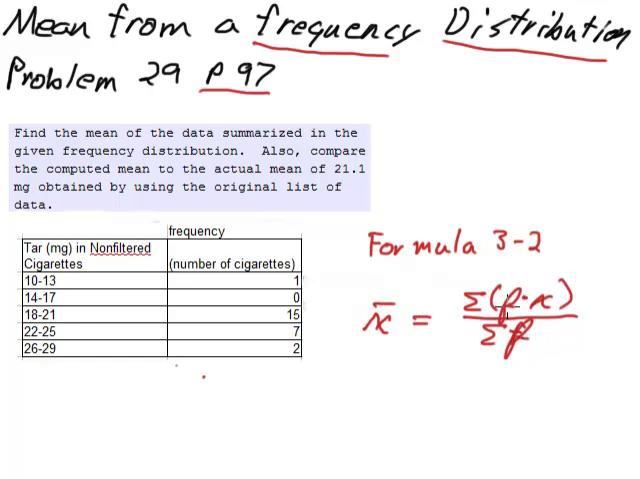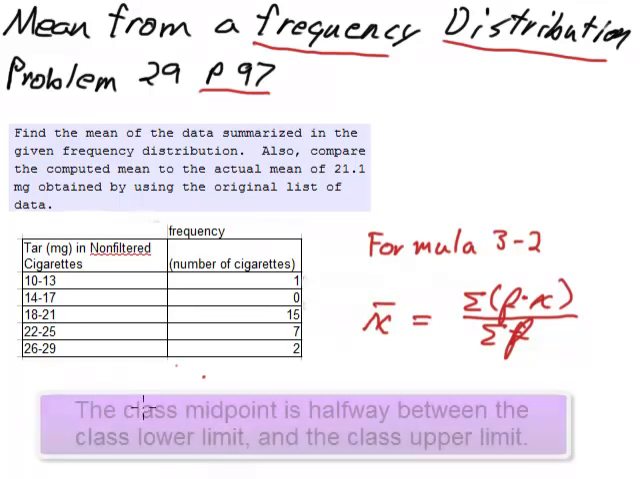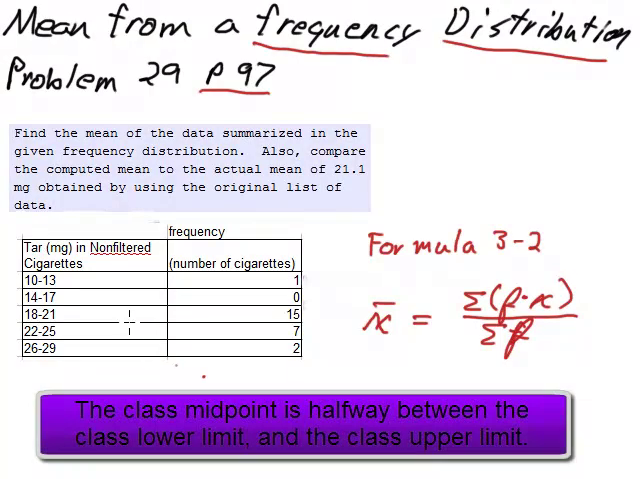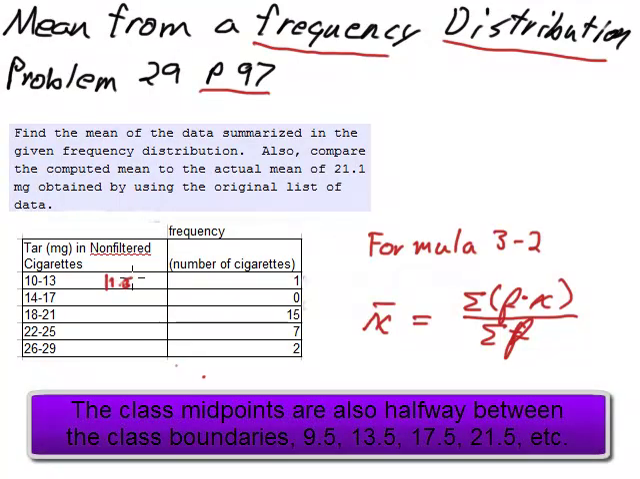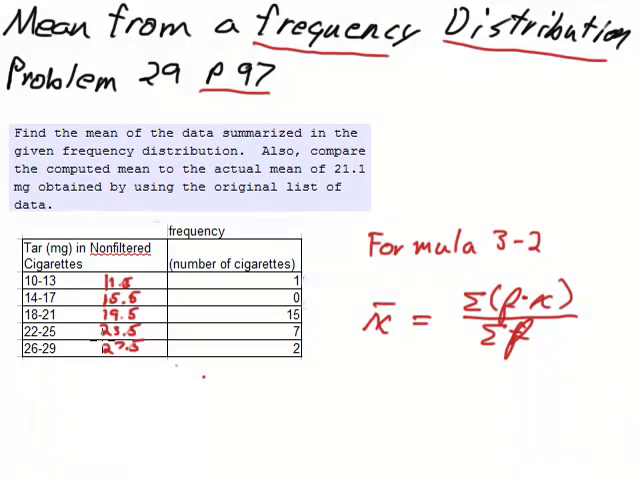So what we're going to do is take 1 times some number in here. What number do we use? It says x, but that's kind of non-specified. We're going to use the class midpoint, which is what it says to use in the book. Halfway between 10 and 13 is 11.5, and similarly halfway between 14 and 17 is 15.5, 19.5, 23.5, and 27.5.